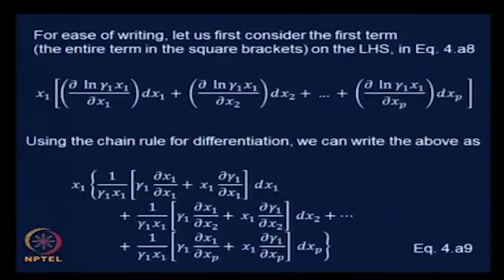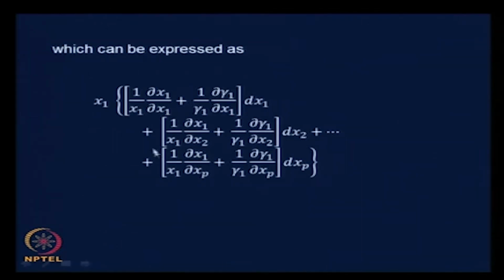Okay. Again, if you had gone all the way, you would have gotten a very small, compact term left. Let us see how we get to that. This, of course, was equation 4.A9, our numbering scheme, which can be expressed as: you take that gamma 1 x1 inside, you will get x1 into 1 by x1 dou x1 dou x1 dx1 plus 1 by gamma 1 dou gamma 1 dou x1 dx1.